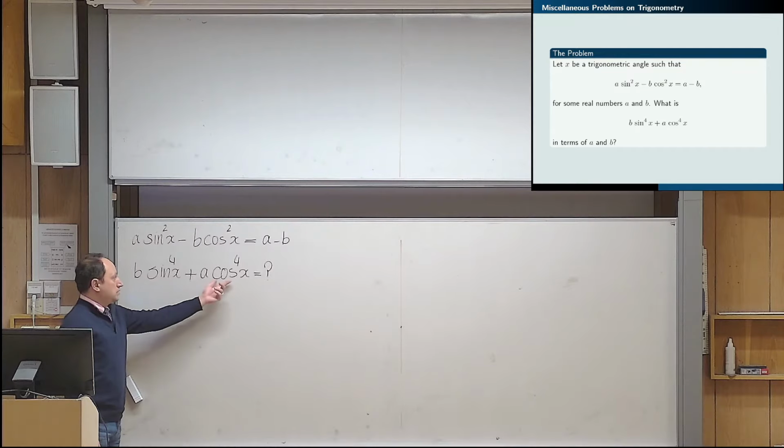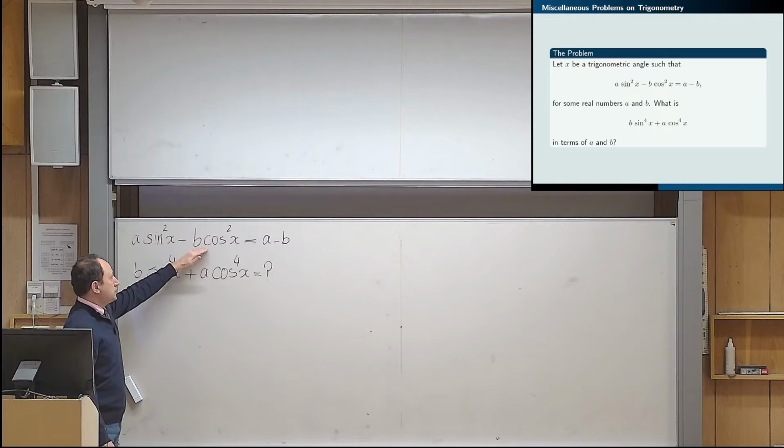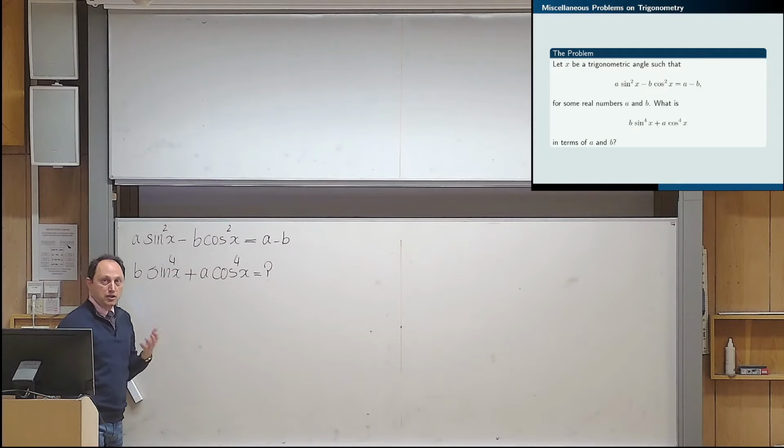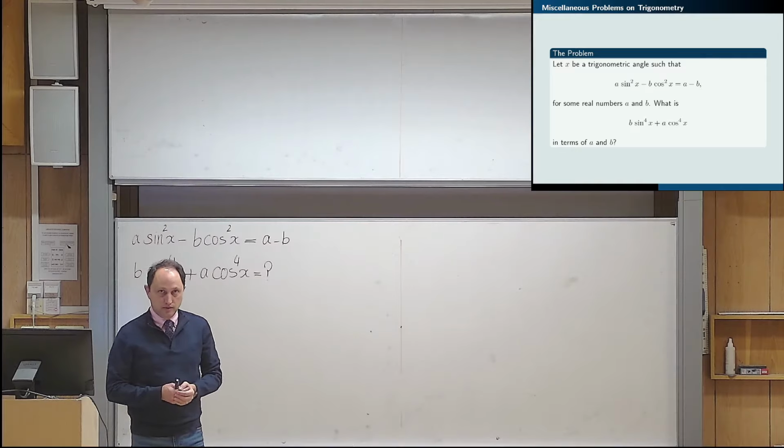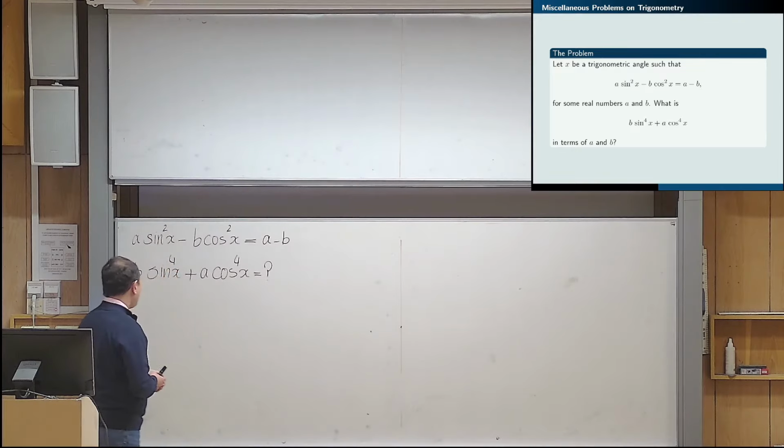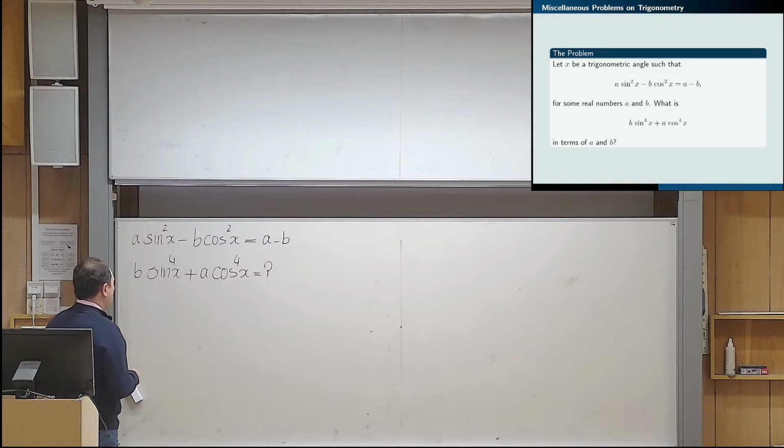Because I want to get rid of x, it might be a good idea if I go back to this assumption and try to find sine x and cosine x in terms of a and b. Because if I manage to do that, then I can put those expressions in this expression, and at least what I get is something which is independent of x. Okay? So, let us start doing this.